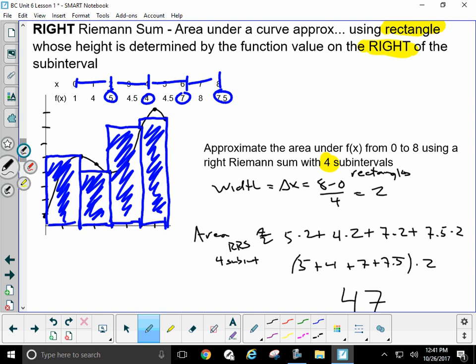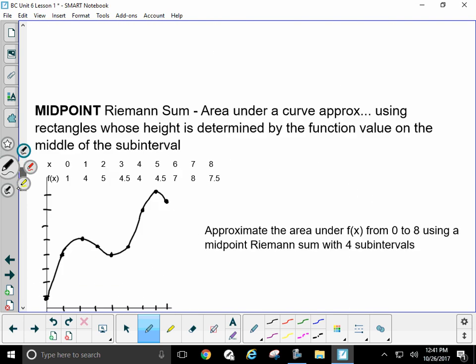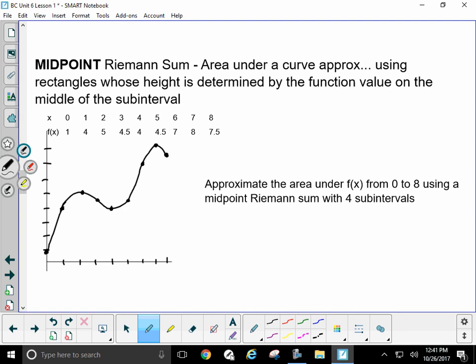Riemann doesn't care, okay? He actually says, you know what? Right Riemann sums, left Riemann sums, equally as powerful. They're fine. They're great. It's all about what I ask you to do. Moving on. Midpoint Riemann sum. Same deal. Rectangles. Only you're going to use the heights over the middle of your interval.